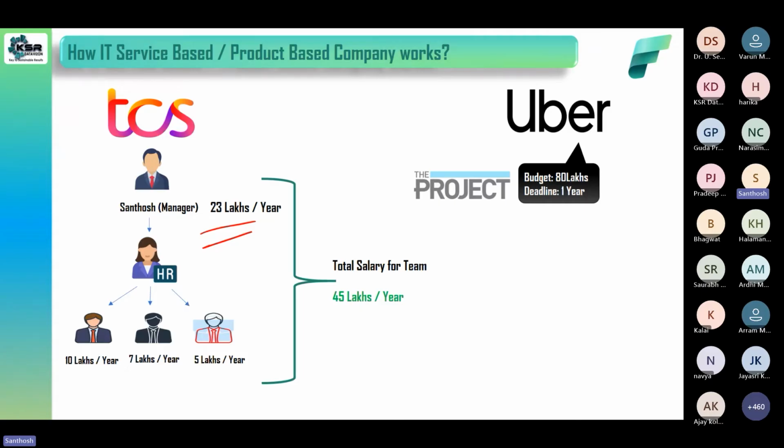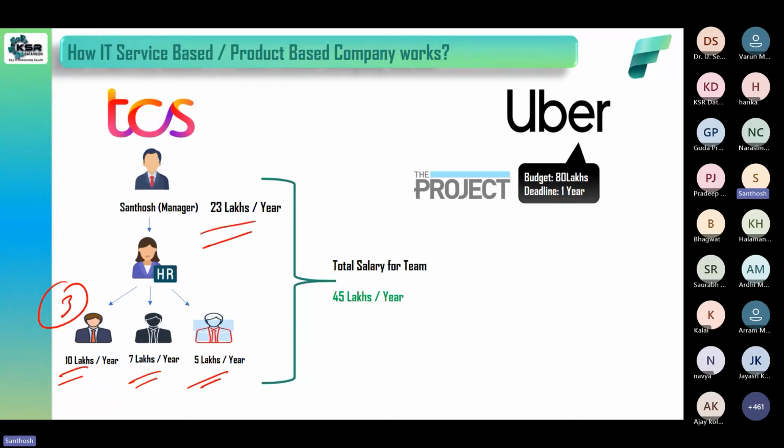So what would they have done? They would have hired 3 people. One person's package is 10 lakhs, one is 7 lakhs, one is 5 lakhs. Now, how HR's performance and Santosh's performance is validated is: within the lesser amount, we need to get good people. And that is why a lot of HRs will negotiate with you.